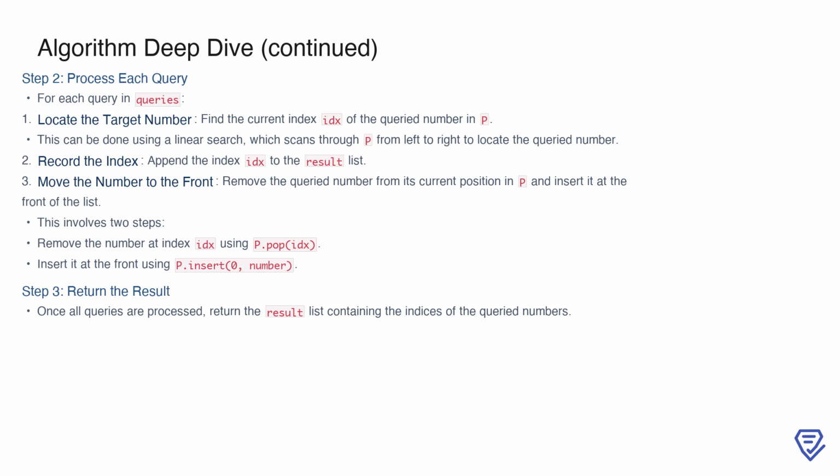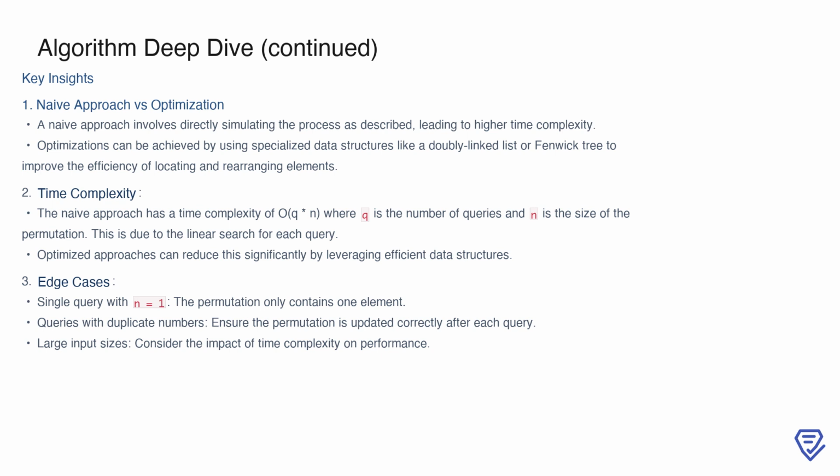After recording the index, we move the queried number to the front of the permutation. This involves two operations: removing the number from its current position using the pop method and then inserting it at the beginning of the list using the insert method. Finally, after processing all the queries, we return the result list, which contains the indices corresponding to each query in the given order. To better understand the problem, let us delve into some key insights.